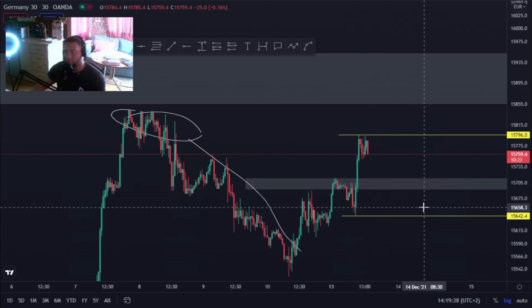So this is basically it, what I can see on these three pairs. There's still potential in these pairs, guys, so bear with me.